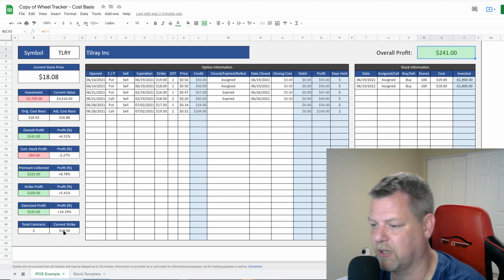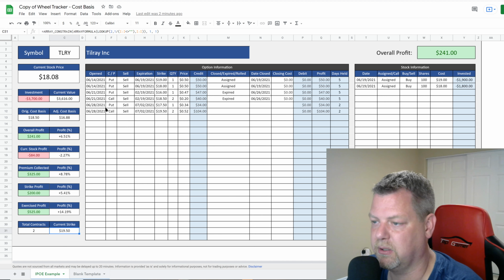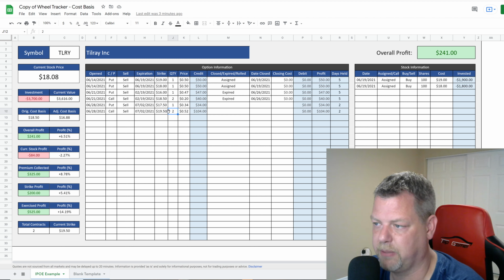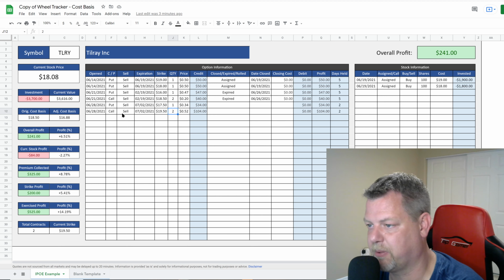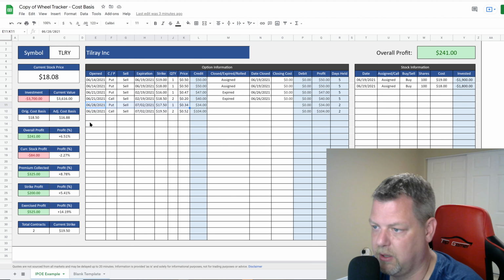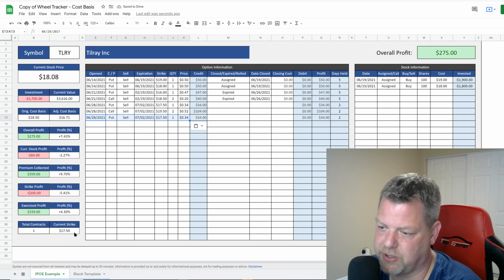And then the total contracts and current strike, that's really just showing you the last thing that you did. It's always going to take this last line here and then just calculate it down here. So if you have, like I do, where I've sold a put and a call on the same strike price, always enter the call on the lower level. Otherwise, if you have the put down here, it's going to just show you what that one is, right?